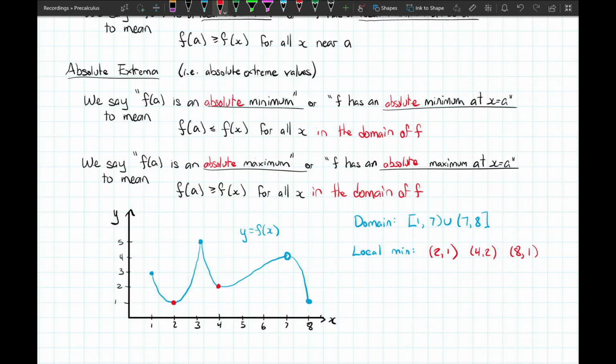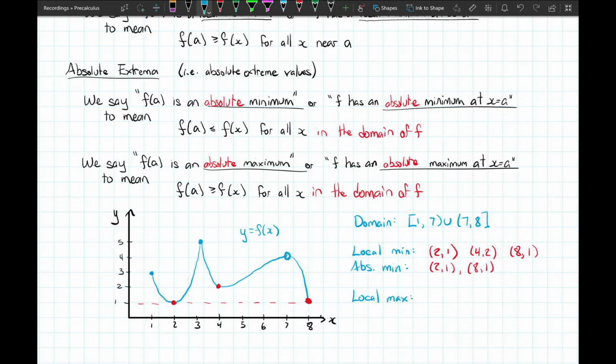Now looking at the y coordinates of those 3 local minima, our absolute minimum value seems to be whenever we have a y value of 1. And there are 2 different places where we reach this absolute minimum. We can have 2 absolute minimum values whenever there's a tie. So our absolute, or ABS for short, absolute minimum values here are going to occur in 2 locations, 2, 1 and 8, 1. Now it's time to look for maximum values.